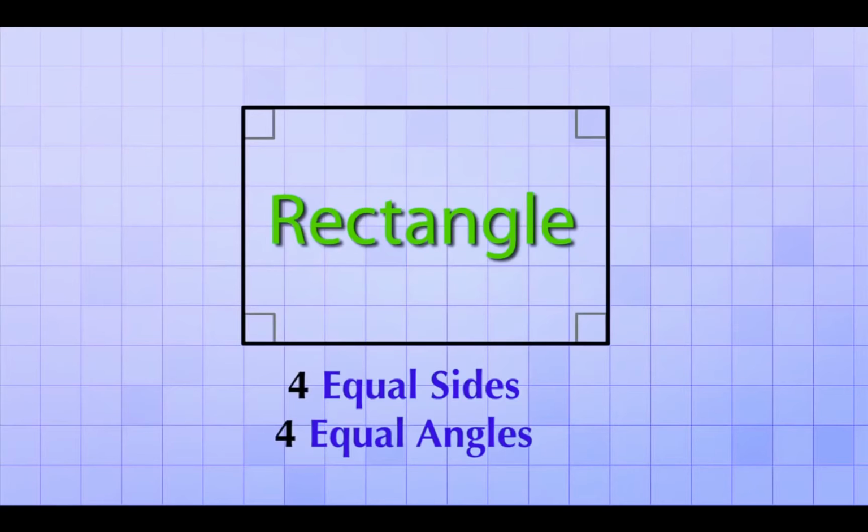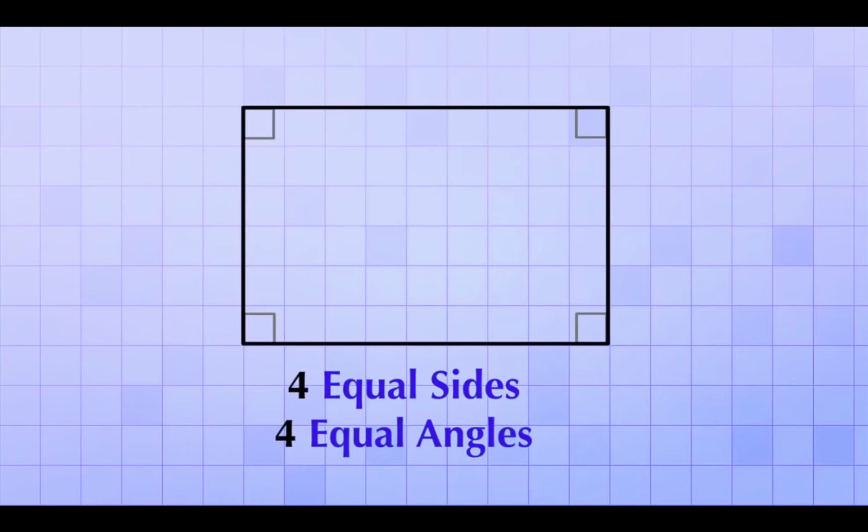A rectangle is a quadrilateral that still has 4 equal angles. Notice that when we stretch the square, the angles didn't change at all. But it does not have 4 equal sides. Again, notice that just like a square, a rectangle is made from 2 pairs of parallel sides.